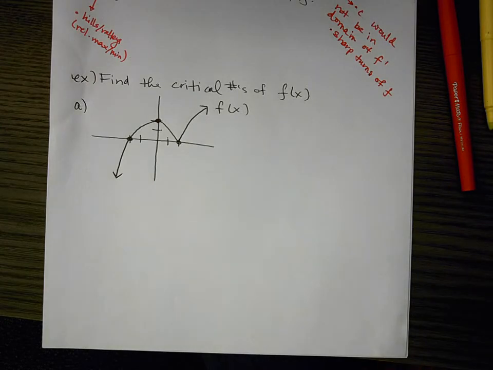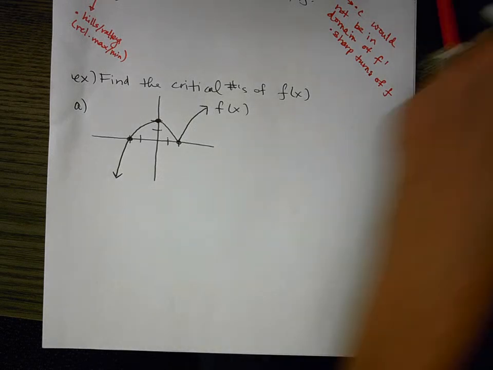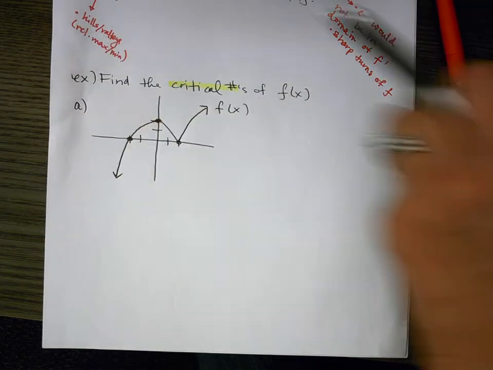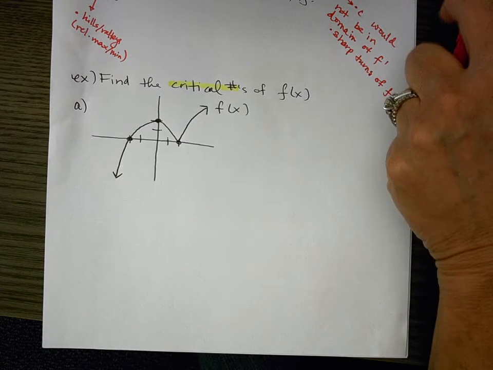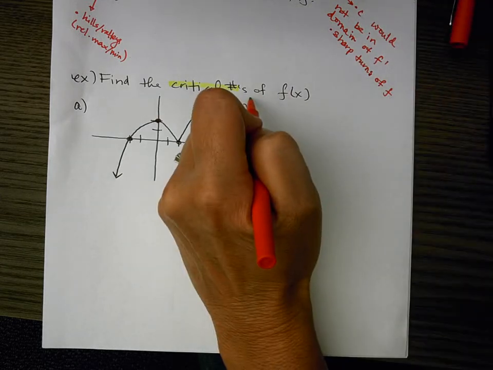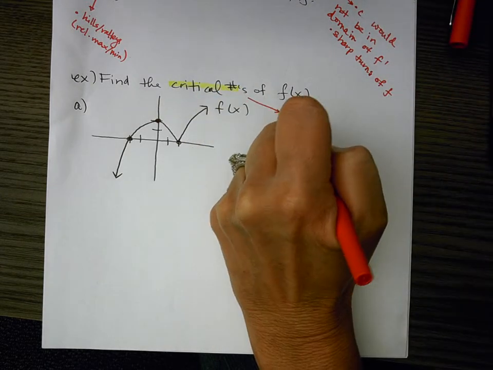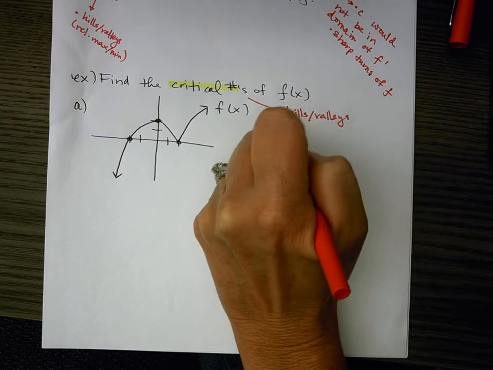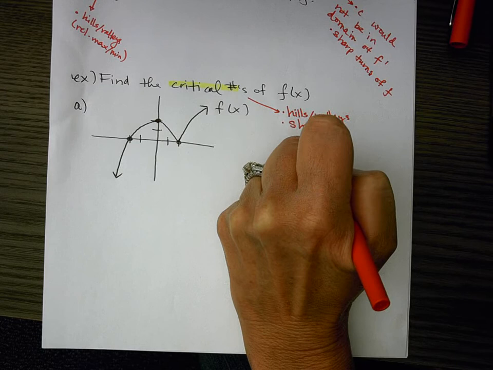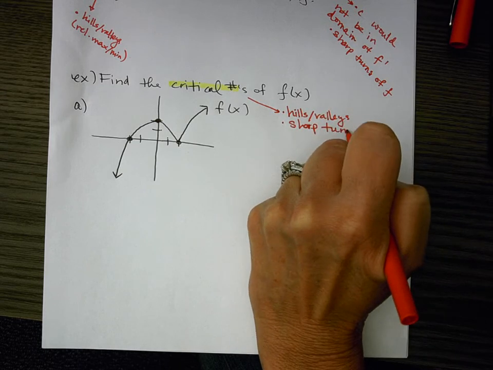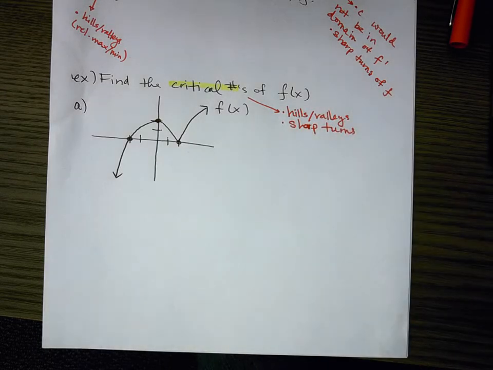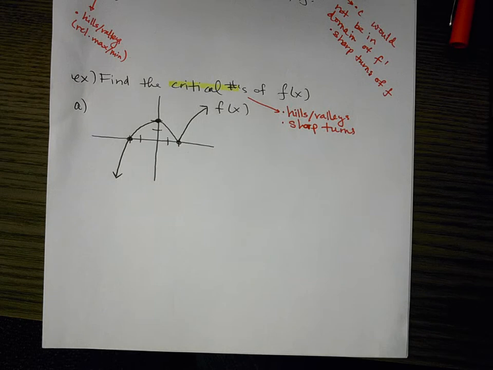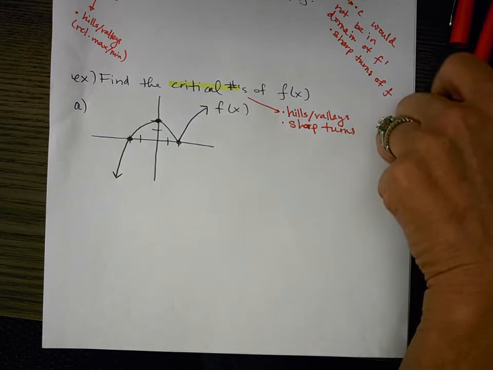So again, what are we looking for? We're trying to find the critical numbers of f of x. So we have a graph. So in order for us to have a critical number, remember the two things that we're looking for. We're looking for relative maxes and mins, right, because we have the graph. So we're looking for hills and valleys, so relative maxes and mins. And we're looking for sharp turns. So why am I looking for those two things? Because I have a picture of a graph.